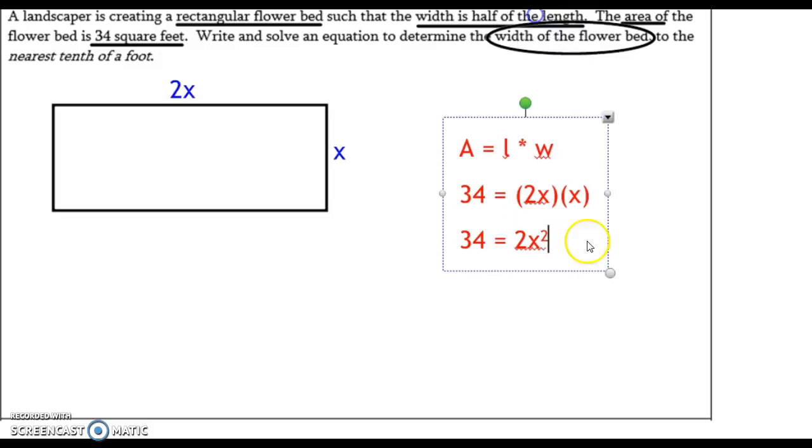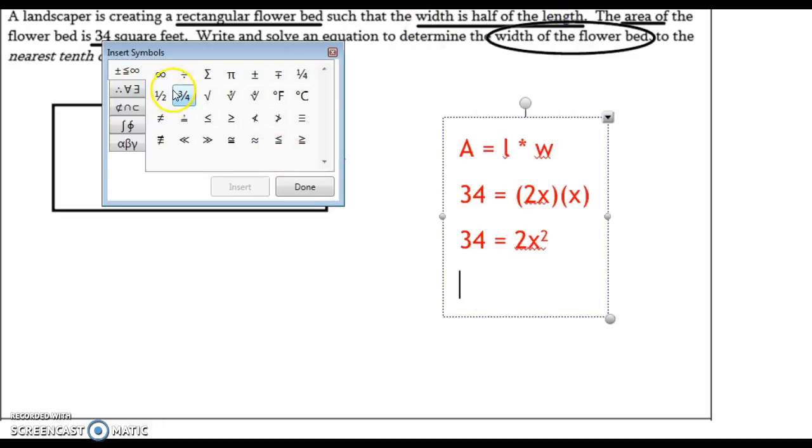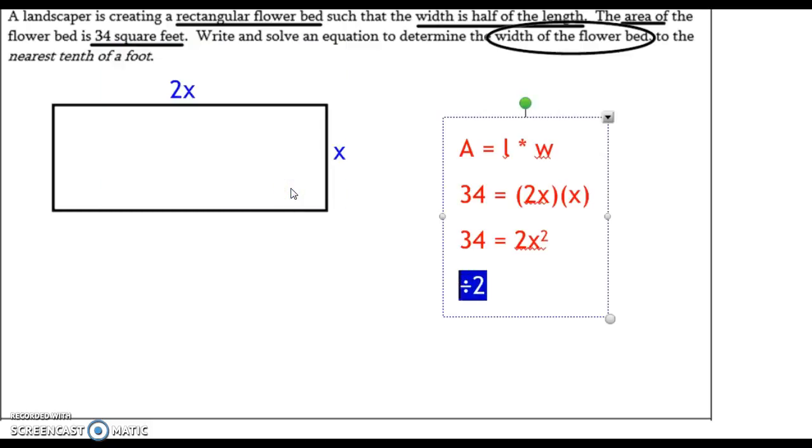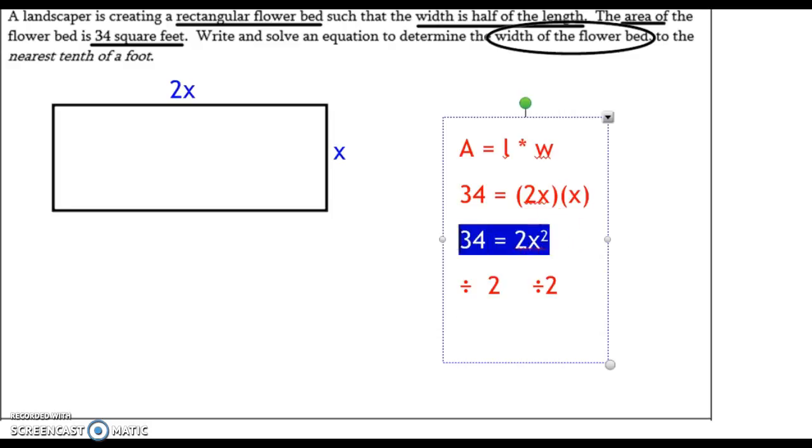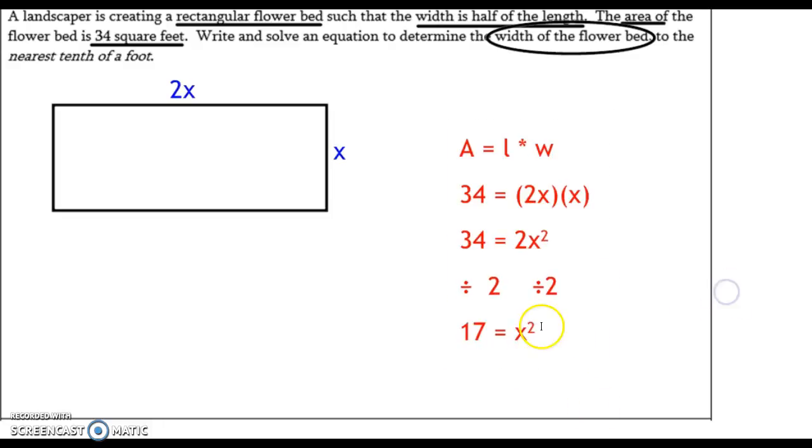Now our next step should be to solve this equation. So notice that there's a coefficient next to the x squared. We're going to divide both sides by that coefficient. So we'll divide by 2 on both sides. So we're dividing by 2 on this side, and we're also dividing by 2 on this side. So instead of 34 equals 2x squared, we'll get 17 equals x squared.